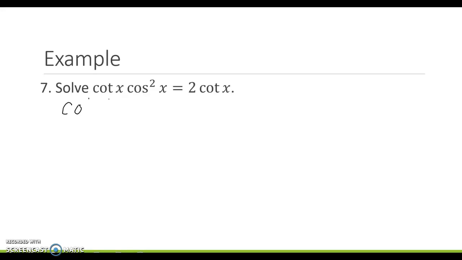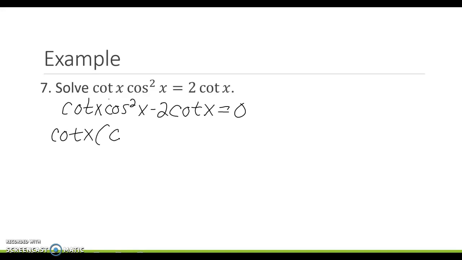So I'm going to start by subtracting that 2 cotangent x, get this set equal to 0, and now I'm going to factor out a cotangent of x. That's what both of these terms have in common, leaving me with cosine squared of x minus 2 equals 0.